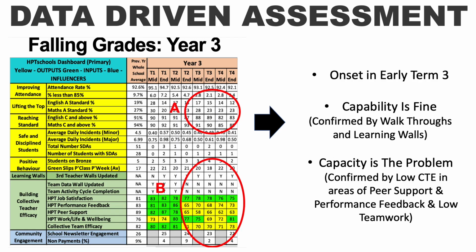The first one we want to look at is falling grades, academic decline in some year 3 students. You can see the data on the screen there. We've got our 50-40-10 dashboard. You can see the problem began in midterm 3. You can see immediately that capability seems okay. The walkthroughs and the learning walls, they're all tight. Capacity seems the problem, because within the collective teacher efficacy data, you can see problems with performance feedback within the team of teachers, as well as lowered peer support, and some of their teamwork indicators around their data wall and activity cycle are not working properly.